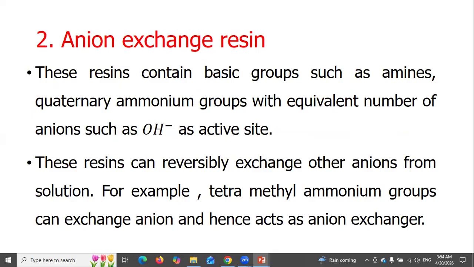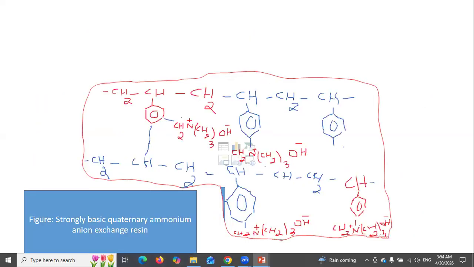Anion exchange resin: these resins contain basic groups such as amines, quaternary ammonium groups with equivalent number of anions such as hydroxyl as active site. These resins can reversibly exchange other ions from solution. For example, tetramethyl ammonium groups can exchange anion and hence act as anion exchanger. Example: strongly basic quaternary ammonium ion exchange resin.